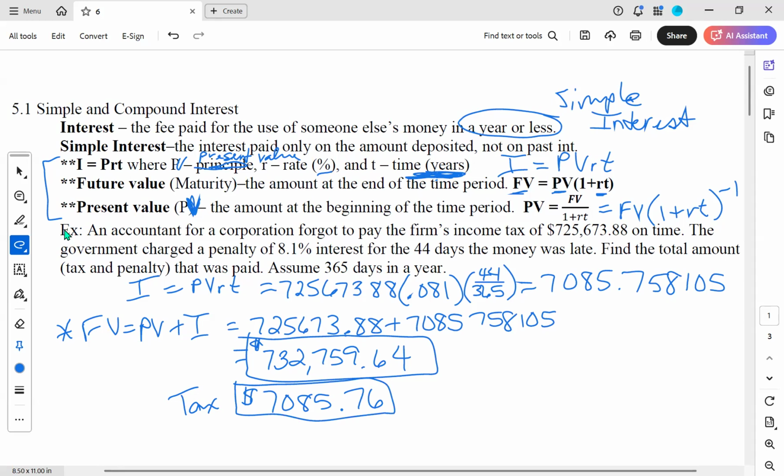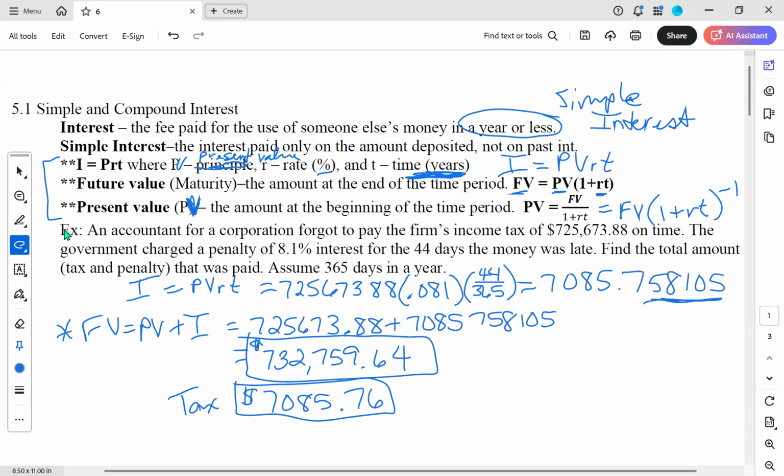All right. So this is one way of working this problem if you want to know the tax first and then the penalty. Again, be careful on rounding your numbers. That's going to be really important in chapter 5. So don't round them until the very end of the problem. Even though it might look obvious, don't round until the very end.